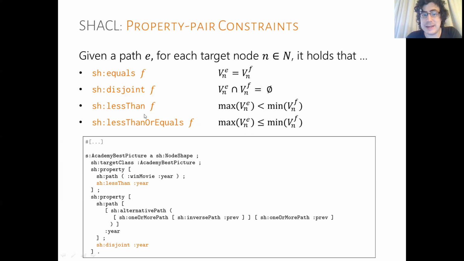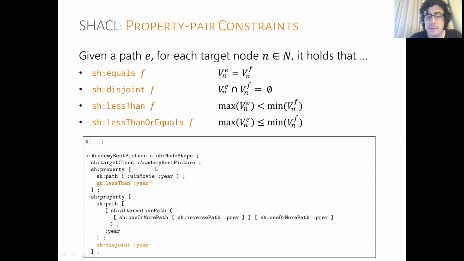We can also say less than. So we can say, for example, that all the nodes reachable through F must be greater, right? So the minimum of all those nodes must be greater than the maximum of the nodes in the E path. Or we can say less than or equals. Okay. So let's take an example.